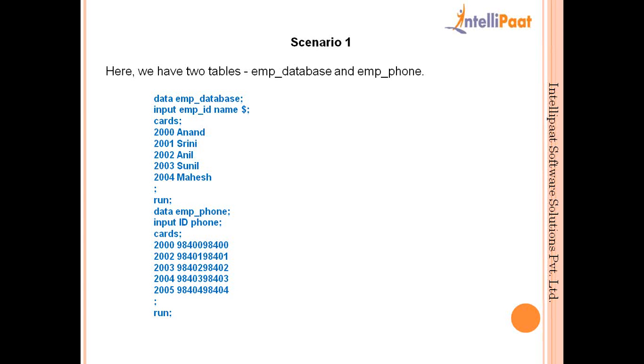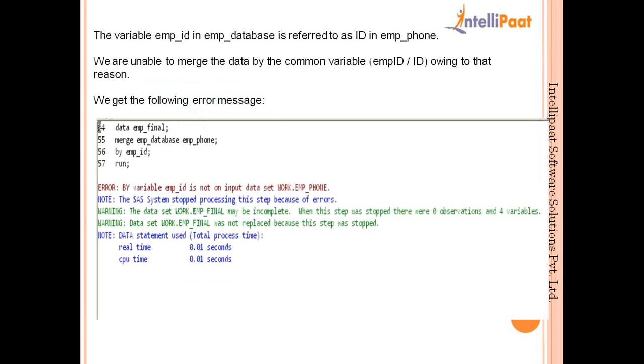Okay, let's see. Now the variable employee ID in employee database is referred to as ID in employee phone. Okay, we are unable to merge the data by the common variable employee ID or ID for this reason. We get the following error. So you can see in the log window right now, which is showing here. We have just used the code: data employee final; merge employee database and employee phone; by employee ID.